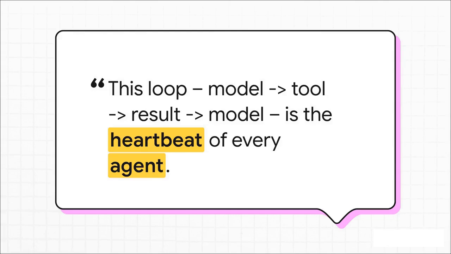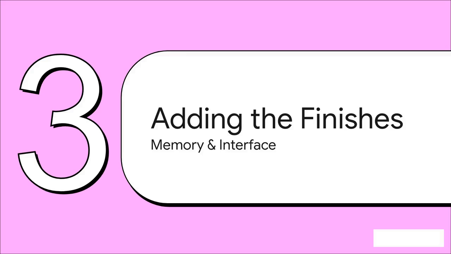Let's just pause here for a second, because this is the entire secret. This loop: think, act, observe, and then think again. It is the literal heartbeat of every single agent. It's just a constant cycle of reasoning and action. If you get this loop, you get how agents work. It's that simple. Okay, so you've got the core loop running?